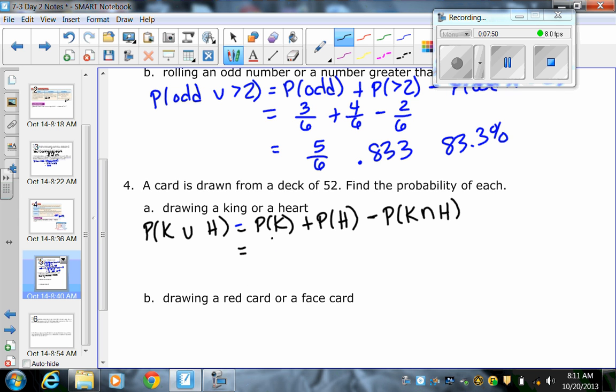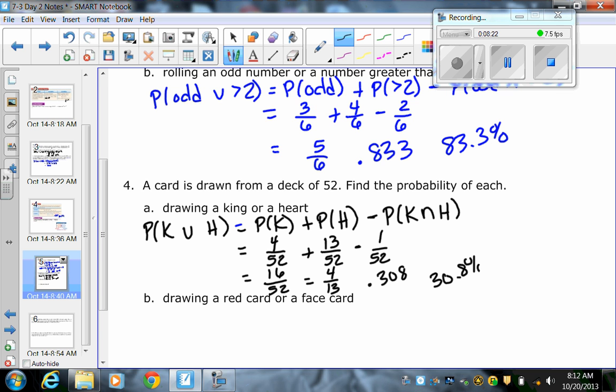So in a deck, there are 4 kings. There are 13 hearts. And there is 1 card that is both a king and a heart. So 17 minus 1 is 16 out of 52, which will reduce to 4 out of 13, or as a decimal, you would have 0.308 or 30.8%.